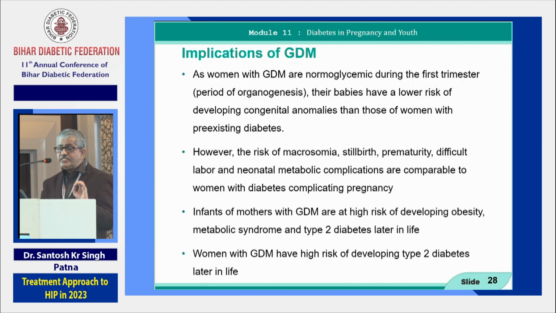Infants of mothers with GDM are again at high risk of developing obesity, metabolic syndrome, and type 2 diabetes later in life. And lastly, women with GDM have a high risk of developing type 2 diabetes later in life, hence the importance of lifestyle modification from day one in this category of patients. We need to emphasize that they are prone to future development of diabetes, and this should be in their day-to-day protocol even after delivery.